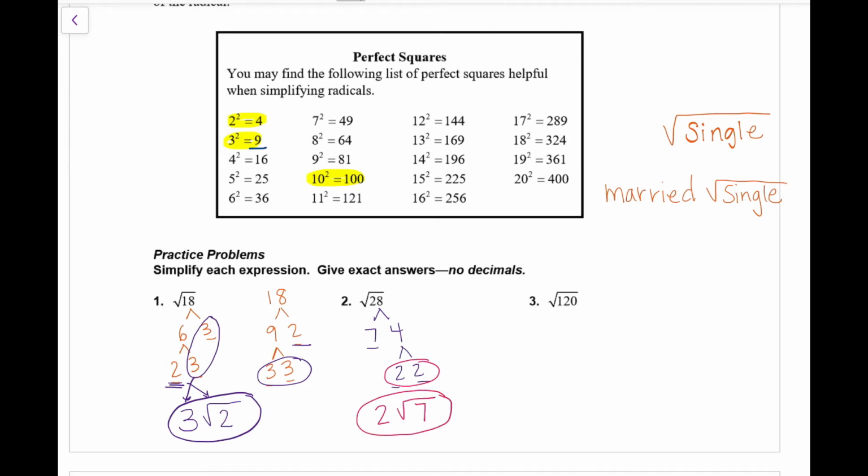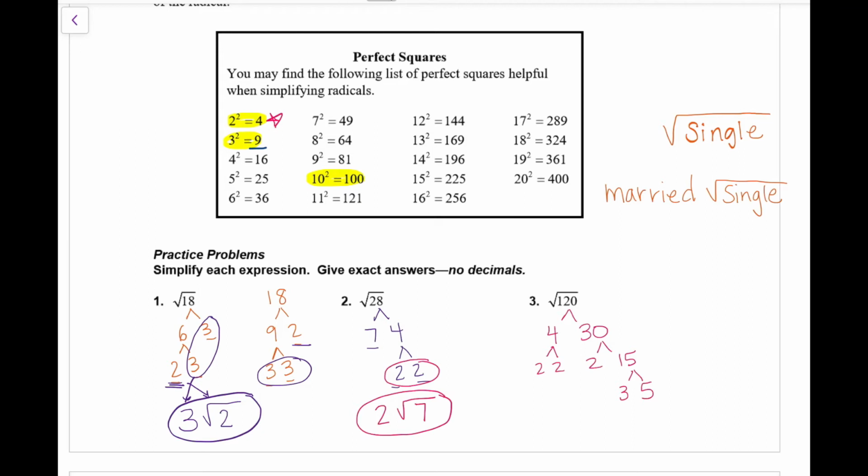Now, number 3, we have 120. So I know 4 goes into 120. It's one of these numbers up here. So that'll just help us, 4 and 30. But really, you can use any two numbers you can think of to equal 120. So if I break down 4, I have 2 and 2. 30 is 2 and 15. And 15 breaks down to 3 and 5.